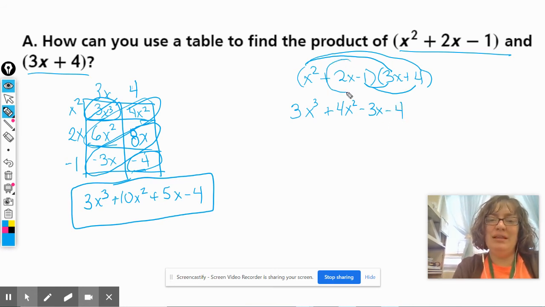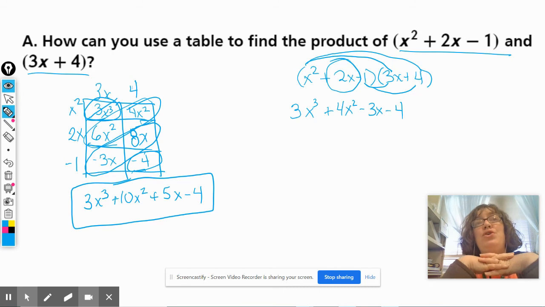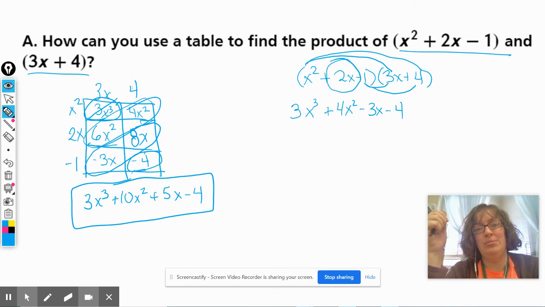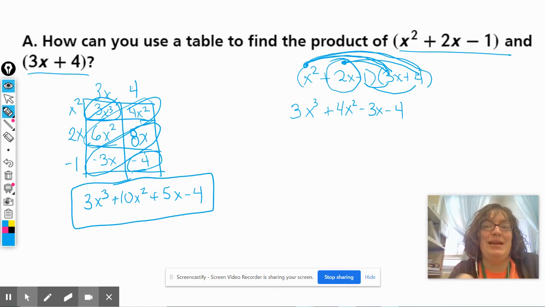Do you see how I've completely ignored this 2x? So FOIL method using those letters, F-O-I-L, only works if it's a binomial times a binomial. However, the idea behind the FOIL method works no matter what size we're multiplying. So what it means is this: I need to make sure I multiply this x squared by every piece in the second binomial. Then I need to make sure I multiply the 2x by every piece in that second binomial, and that's the part I'm missing. And then finally, this last part by every part in that second binomial.